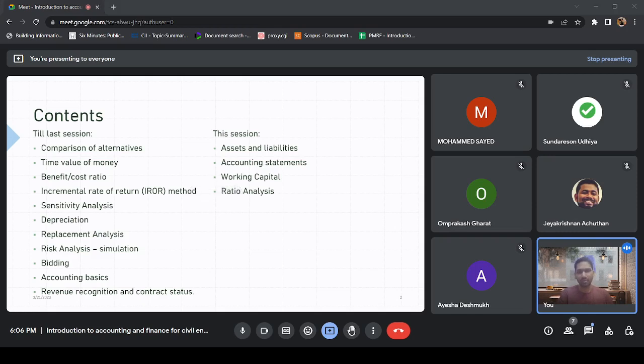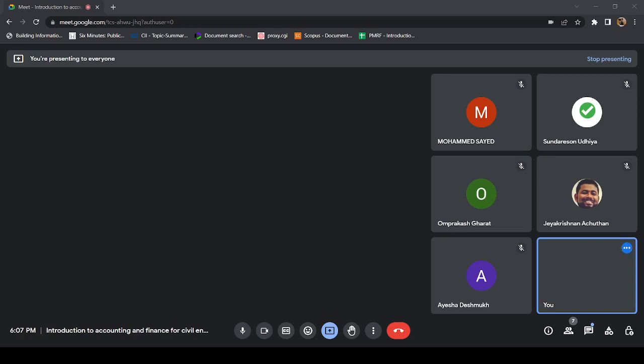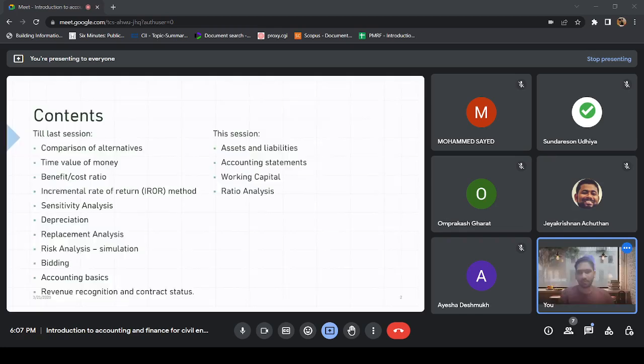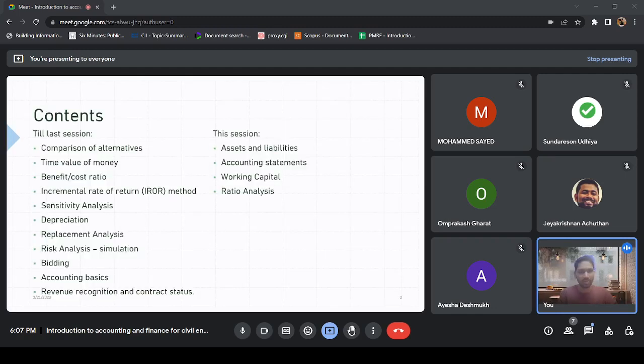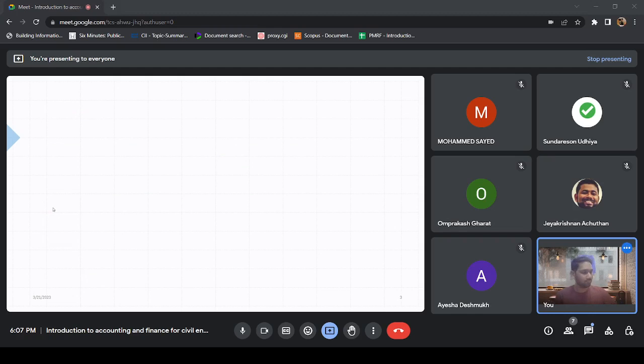Just give me a moment to add one empty slide here. Do let me know when I am going too fast or too slow, or if you're not following anything. The topic for lecture one of week 8 was liabilities and assets.